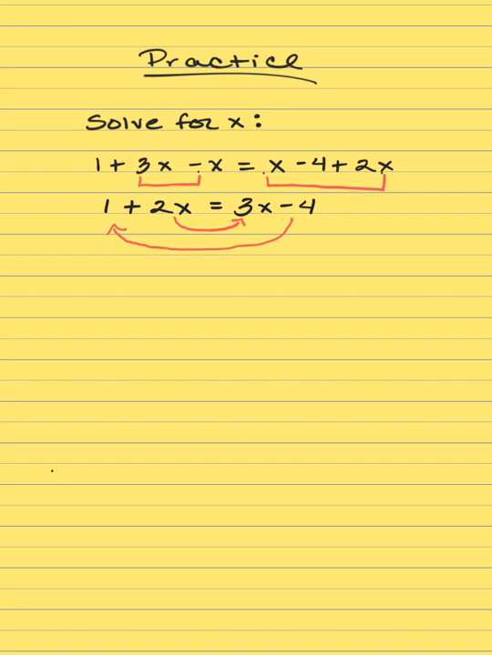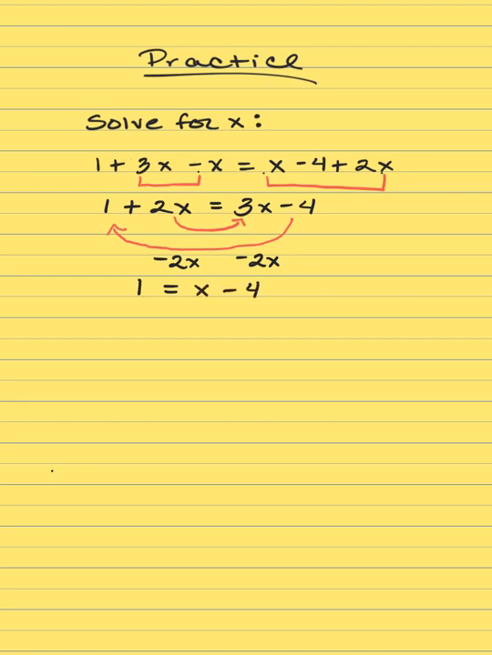To do this, we will use opposite operations to move things. Since the 2x is positive, I'm going to subtract 2x from both sides of the equal sign. That's doing the opposite operation. That leaves me with 1 equals x minus 4.